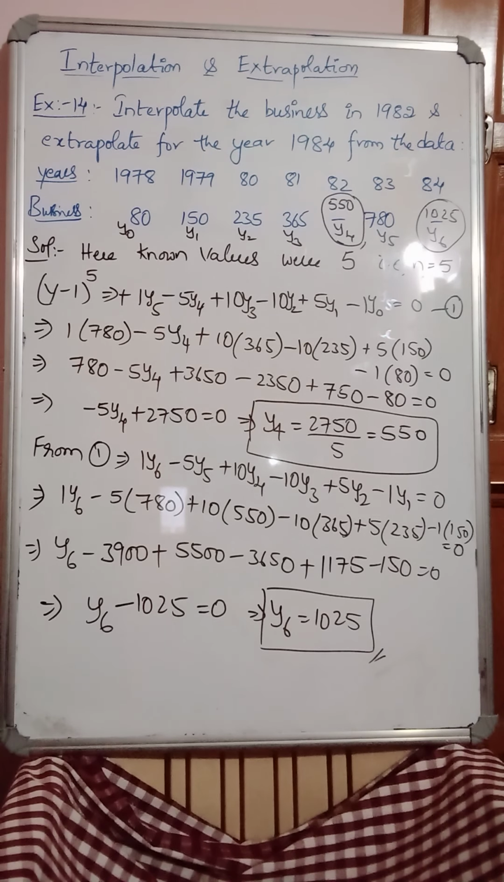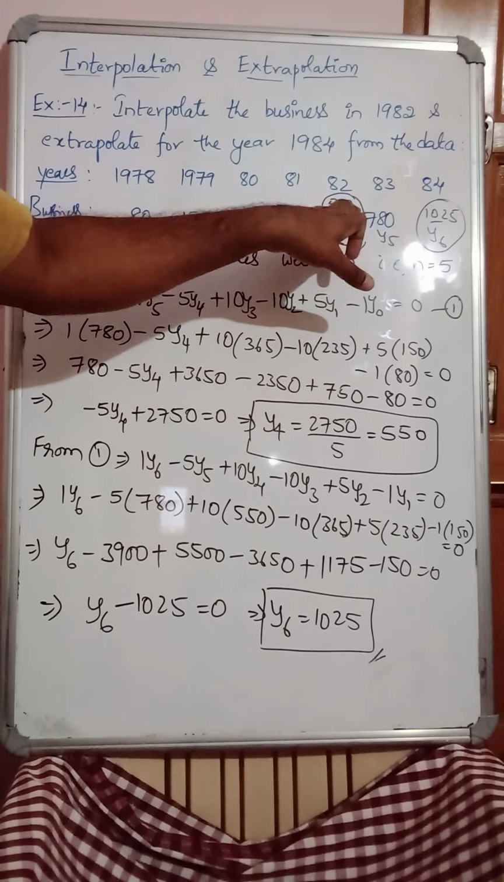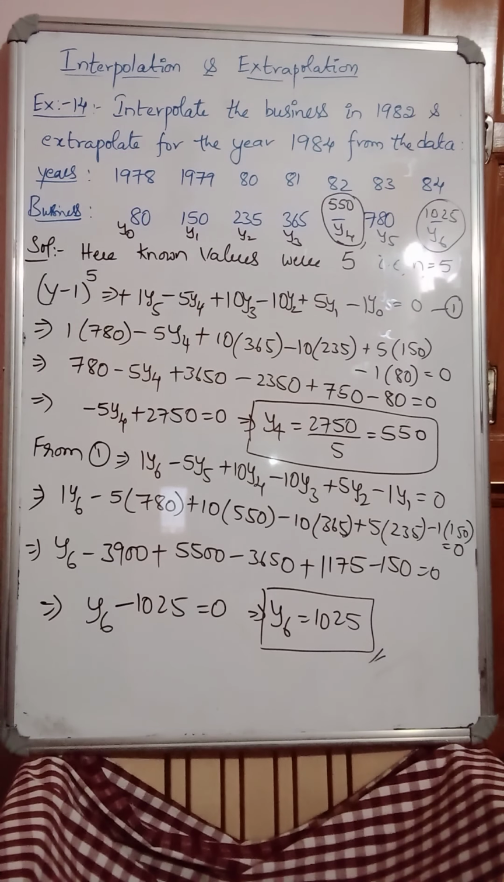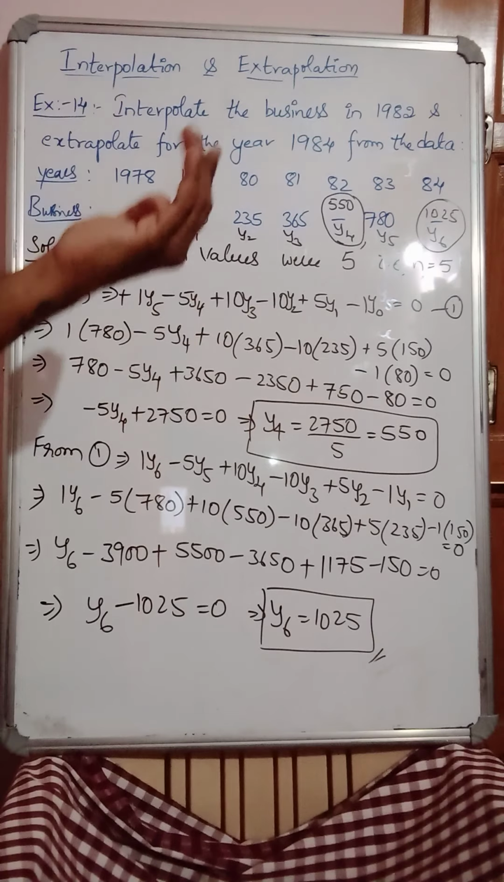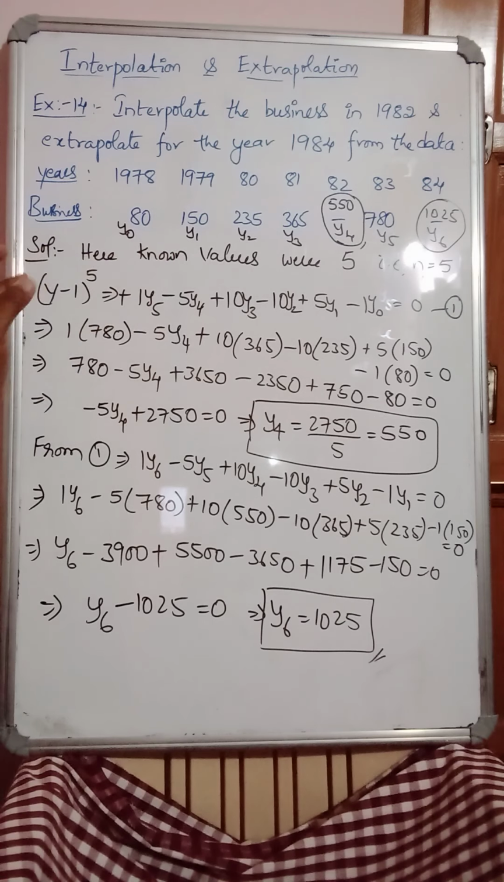Are you clear guys? See here, one important assumption need to be followed every time. What it is? There must be a sort of uniformity in the dependent variable y. Look at here, 80, 150, 235, 365, 550, 780, 1025. Uniformity in the sense it must be a rising or it must be a falling, right? So it is in a rising, increasing direction. Am I clear? So that is one of the important assumption in binomial expansion as well as in the new interpolation and extrapolation. Important assumption it is.